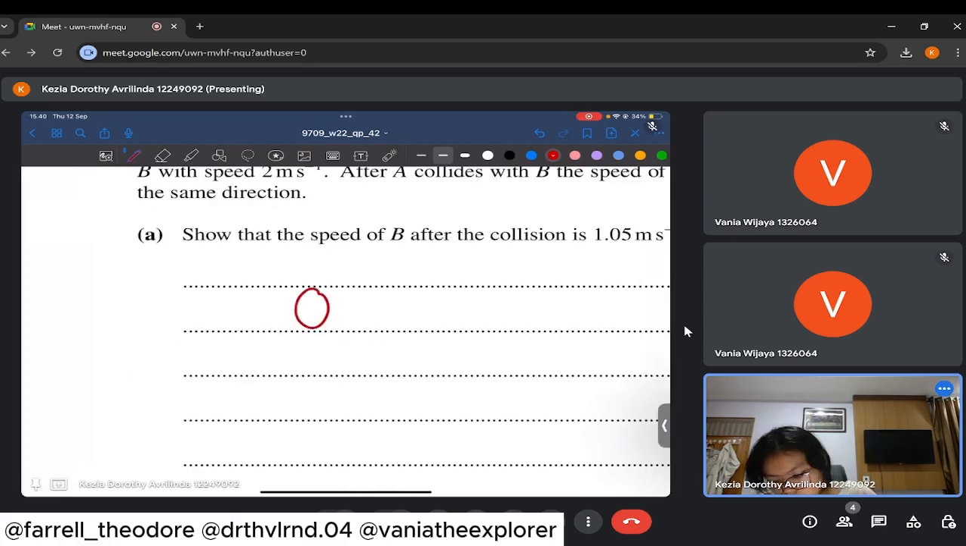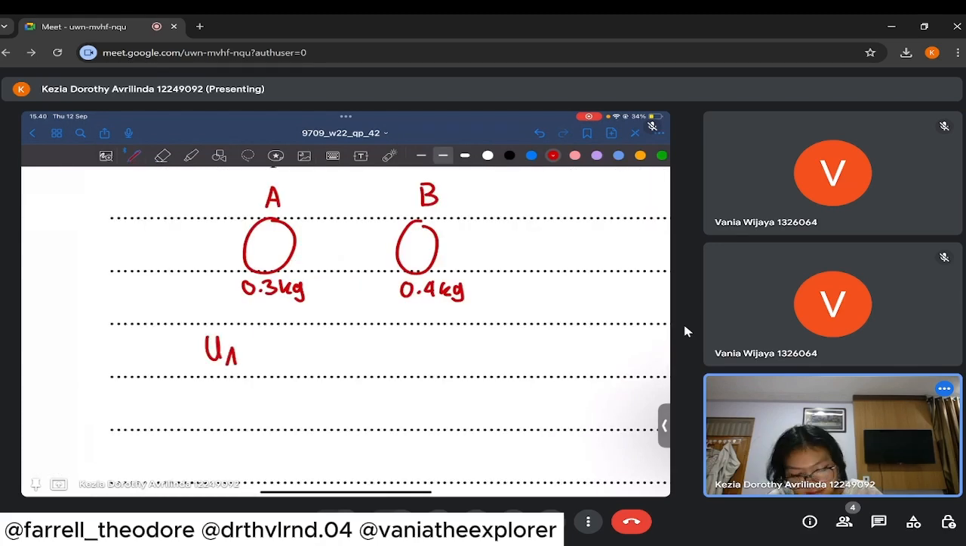That's not a very good circle, a particle. This is A, and this is B, 0.3 kg, and then 0.4 kg. Its UA is 2 meters per second, and then this UB is 0.